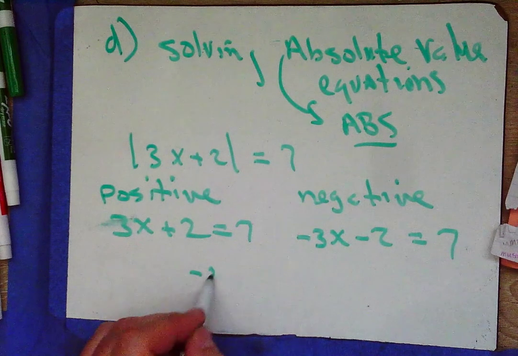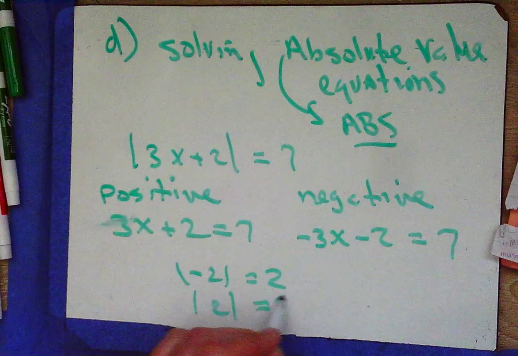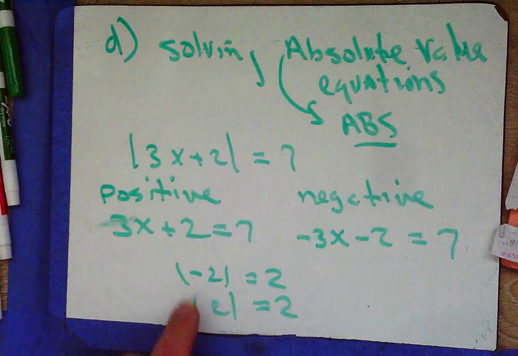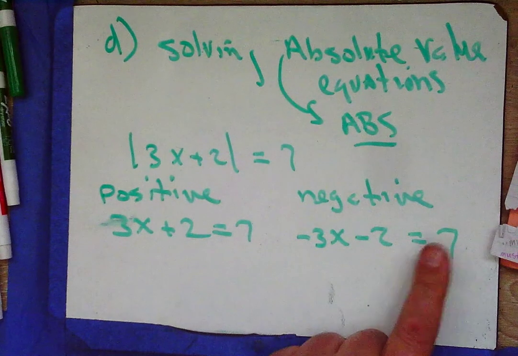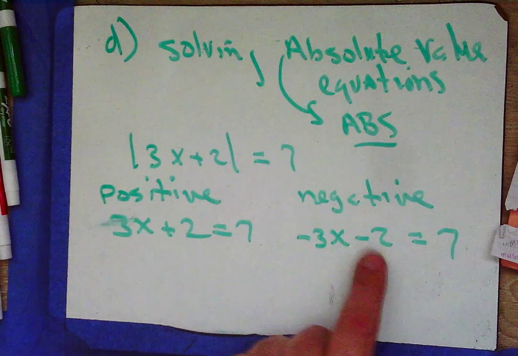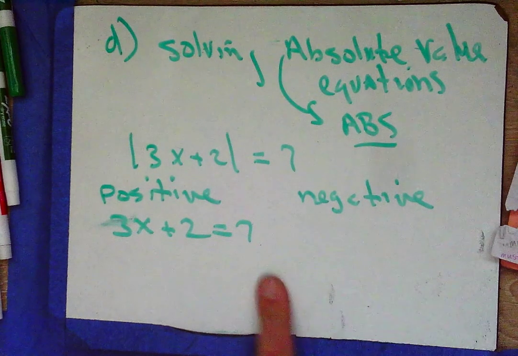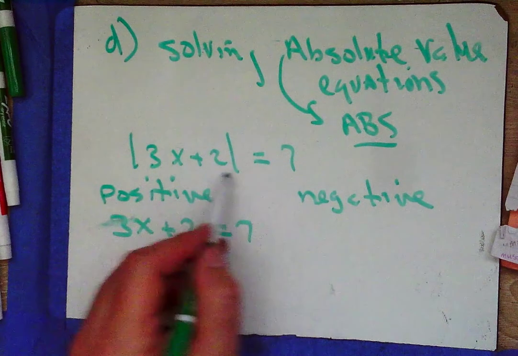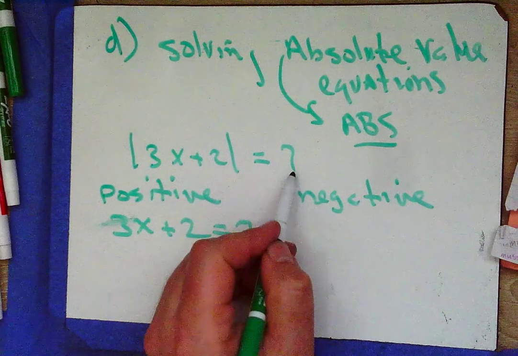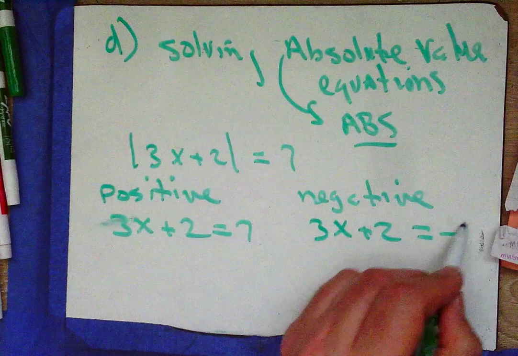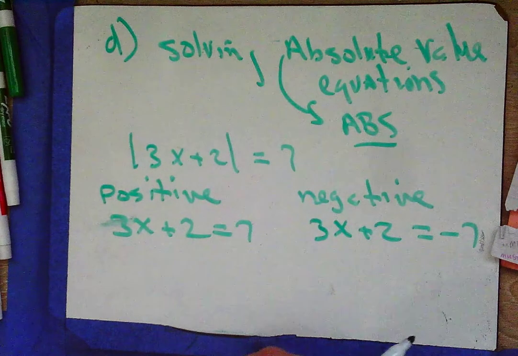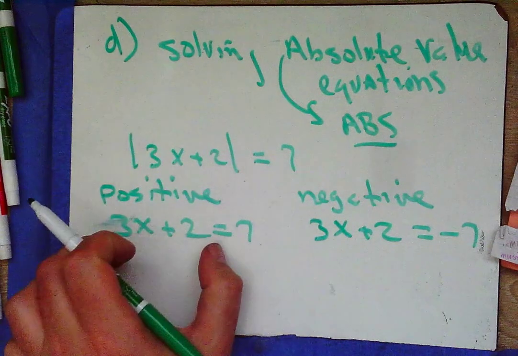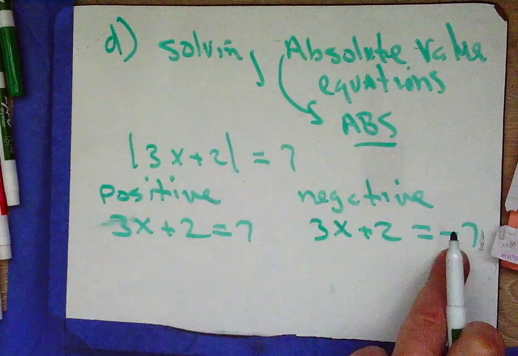But, here's the thing. I know -2 equals 2 and 2 equals 2. I know it makes sense to change those signs for my negative component. But it makes for more work algebraically. And I have to change the sign on two things. So what I'm going to recommend is you change the signs on one side of the equation. Instead of changing both of these signs, I'm just going to change this sign and write 3x + 2 = -7. Okay, so I have a positive component, I have a negative component. I got rid of the absolute value bars and changed the sign.